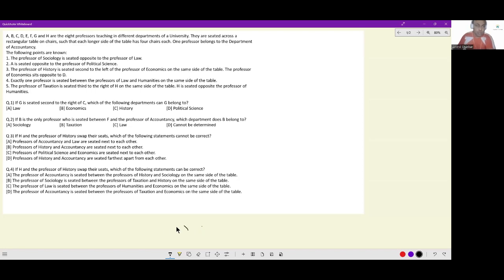Let's look at this question. A, B, C, D, E, F, G, and H are 8 professors teaching in different departments of a university. They are seated across a rectangular table of chairs, such that each longer side of the table has 4 chairs each. One professor belongs to Department of Accountancy.